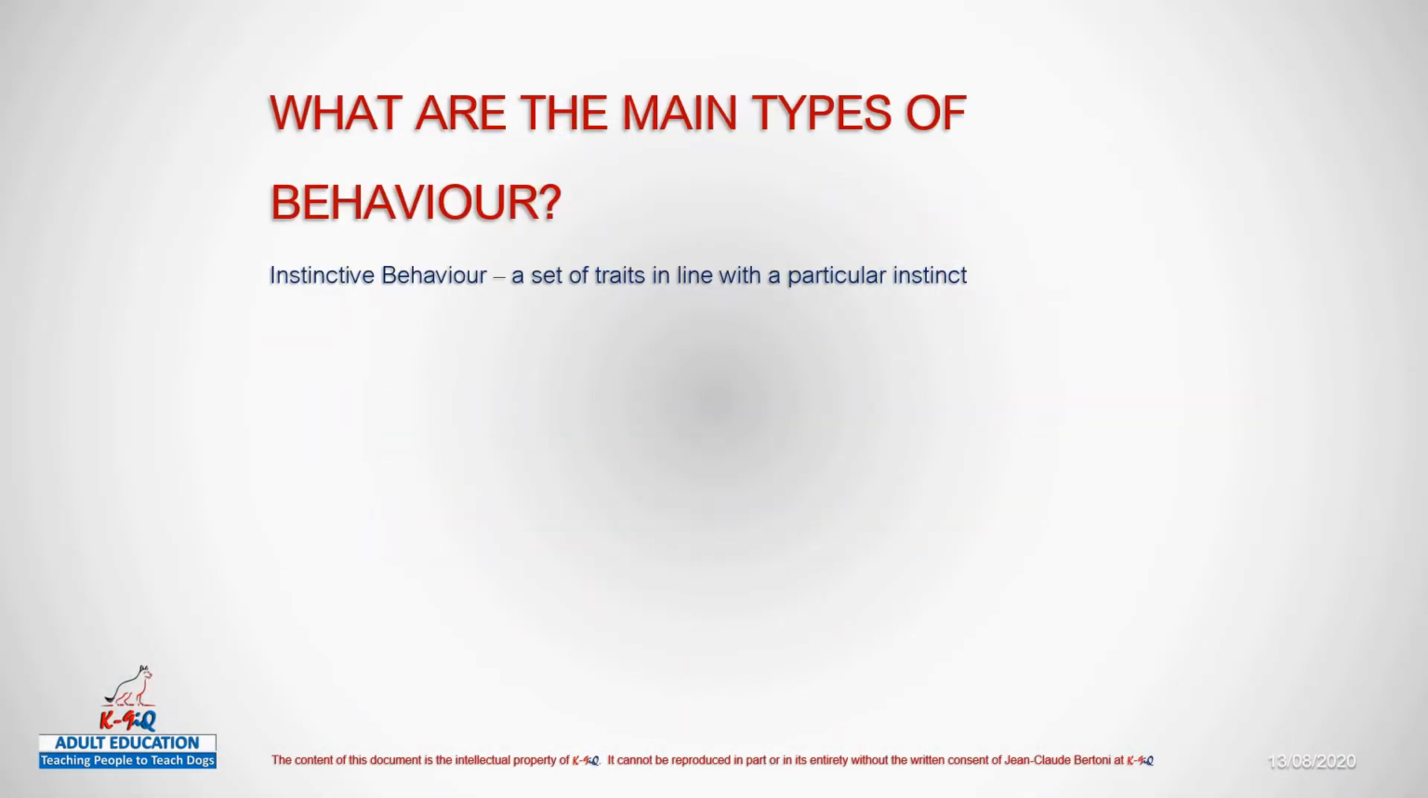So the last slide that I want to talk about is what are the main types of behavior, and it's important to understand that there are 3 distinct categories that we need to come to terms with, and this will impact on every single one of our dogs to a degree. The first one is instinctive behavior. Now that's effectively a set of traits that are in line with a particular instinct, and one of the instincts that gets a lot of people in trouble is the predatory behavior, which is the drive to chase prey animals.